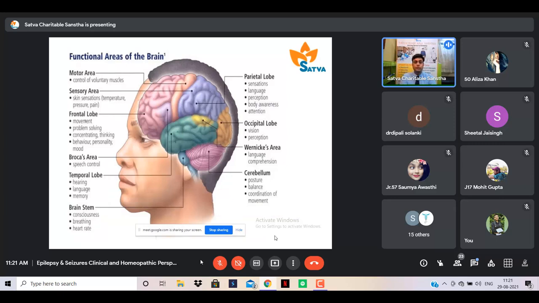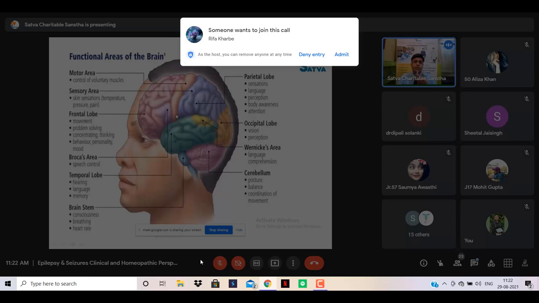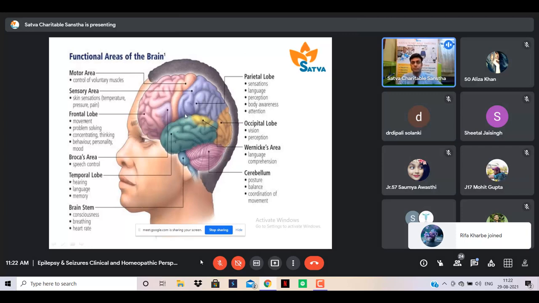So let us understand the different lobes, regions, or areas of the brain. The frontal lobe's function is mainly movement, problem solving, concentration, the personality of the person, and the mood which the person possesses. Then followed by this, we have Broca's speech control area. This is an important area, because if there is damage to this particular area, the person's ability to talk is lost, and it often presents with aphasia, meaning inability to express oneself, because the motor area of that particular lobe has been damaged.